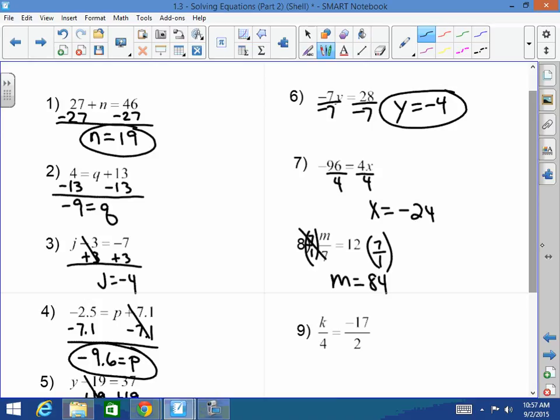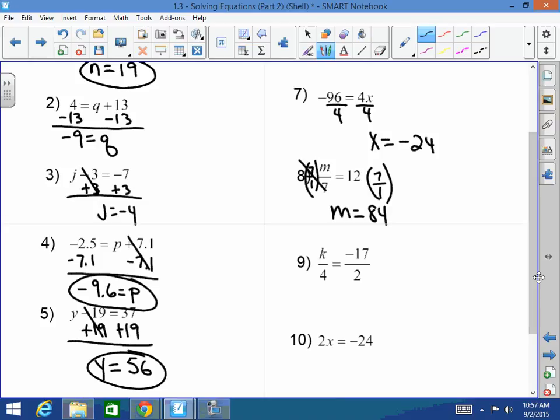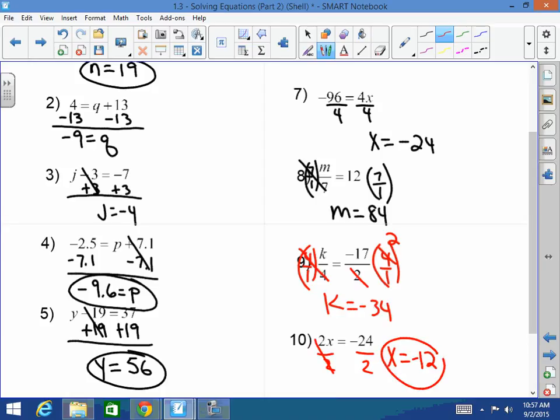Okay, how about number 9? How do I get that k alone? How do I solve for that k? Yes, sir. That's right, you're going to multiply by 4 over 1 to both sides. Guys, remember your simple math. Remember how to cross-reduce. 2 goes into 2 one time, 2 goes into 4 2 times, so k equals negative 34. And last but not least, what's the relationship between that 2 and that x? Multiplication. How do I get rid of multiplication, my brother? You divide. So what am I going to divide here by? By 2. Bing, bang, boom. There you go. X equals negative 12.